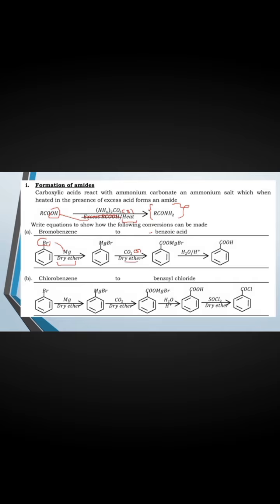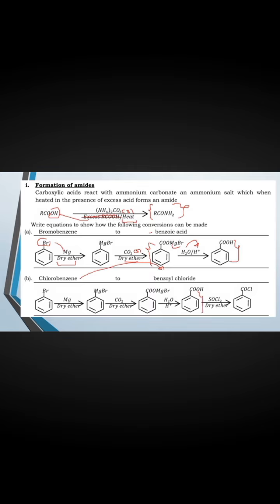So dry ether is going to give us this compound. Now to remove the magnesium halide, we have to introduce acidified water. So to do that, we write H2O struck with the acid ion, and then we are going to get our benzoic acid. After that, we also convert chlorobenzene to benzoyl chloride. So we have already explained up to this step.